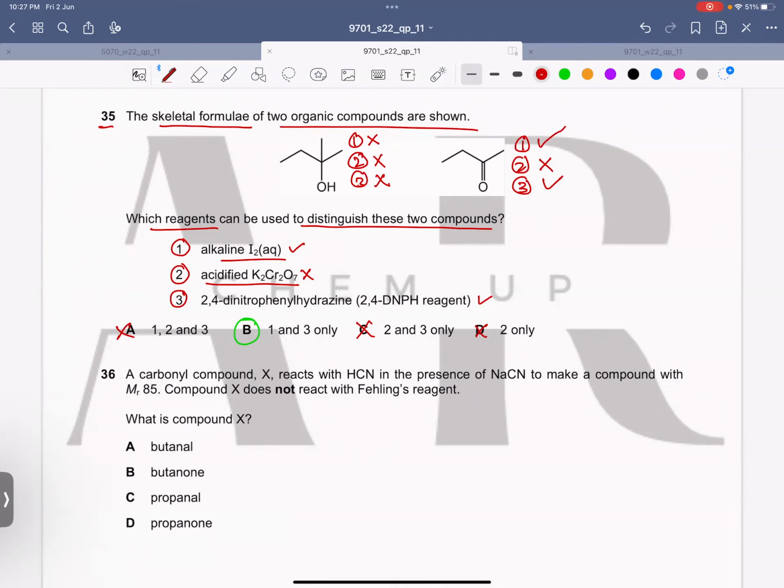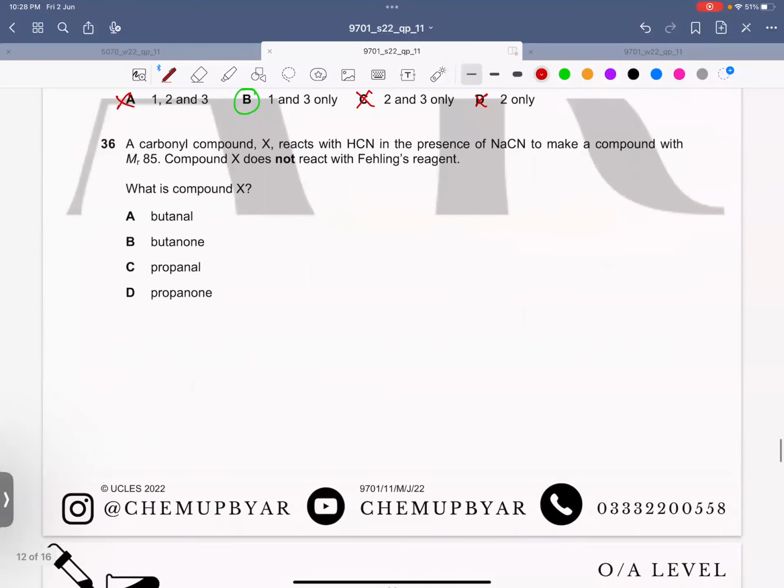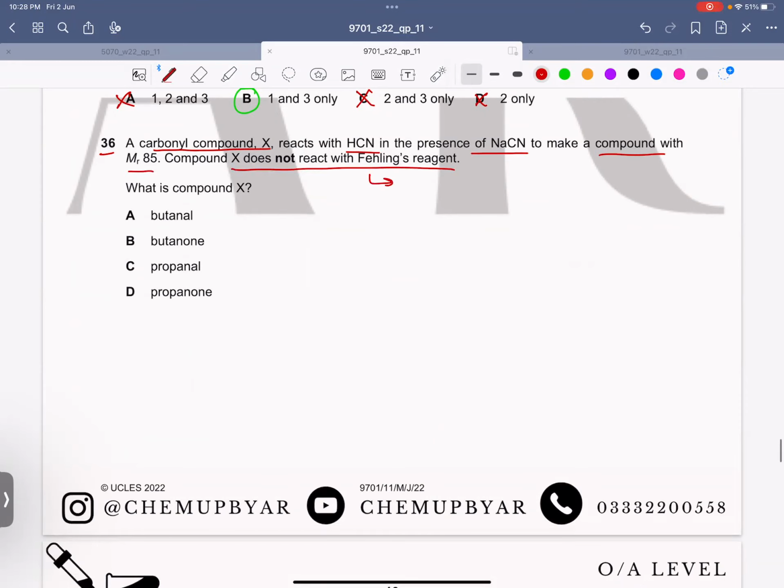Yes, is this clear to everyone? Okay. Now question number 36. A carbonyl compound X reacts with HCN in the presence of NaCN to make a compound with MR 85. Compound X does not react with Fehling solution. If it does not react with Fehling solution, it means it is not an aldehyde.